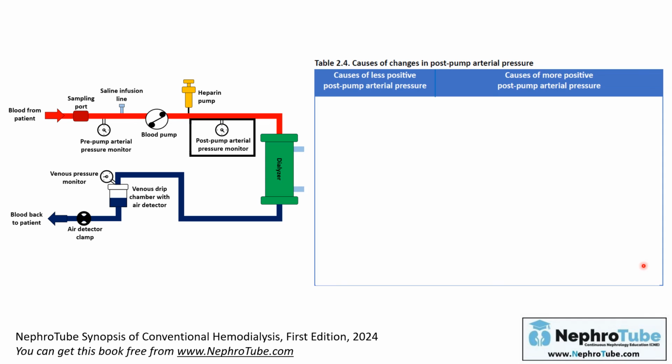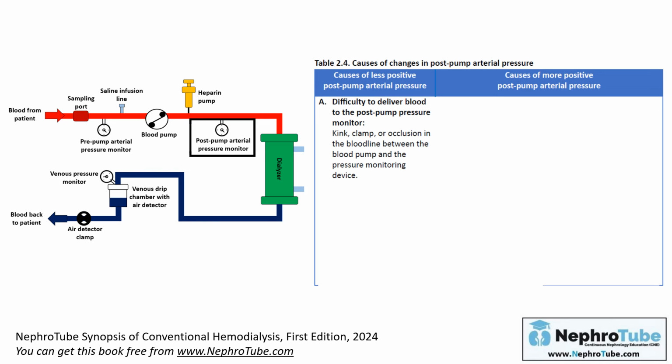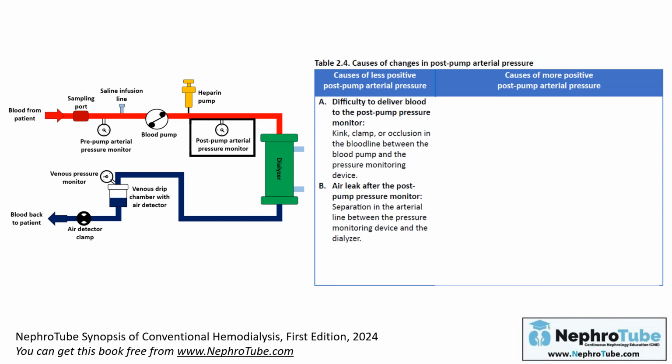Regarding the second pressure monitor, which is the post-pump arterial pressure monitor, what are the causes of changes in pressure in this area? First of all, causes of less positive pressure. I mean, the pressure becomes lower. First, if there is difficulty to deliver blood to this monitor, the blood cannot come from behind to this monitor, as if there is any kink, clamp, or occlusion in the arterial line before the pressure monitor.